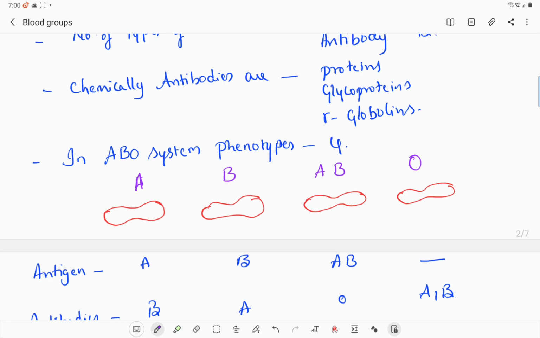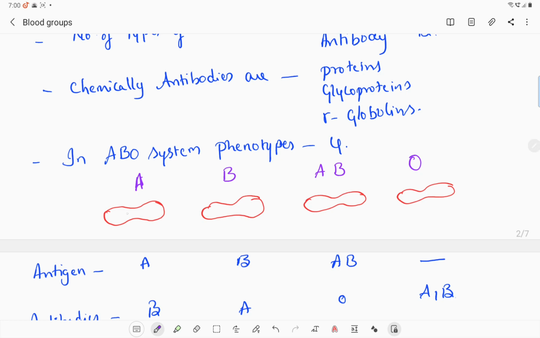How many phenotypes are there? Let us see the 4 phenotypes. In the ABO system, there are 4 phenotypes. What are those 4 phenotypes? They are A, B, AB and O.